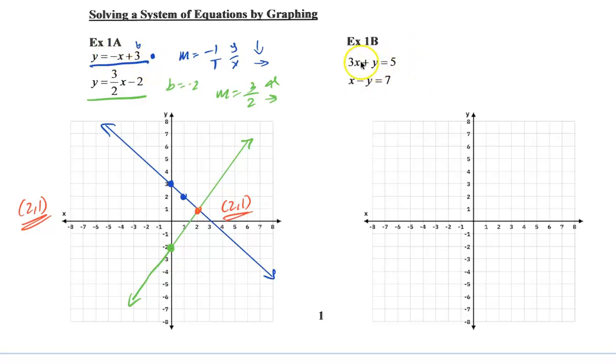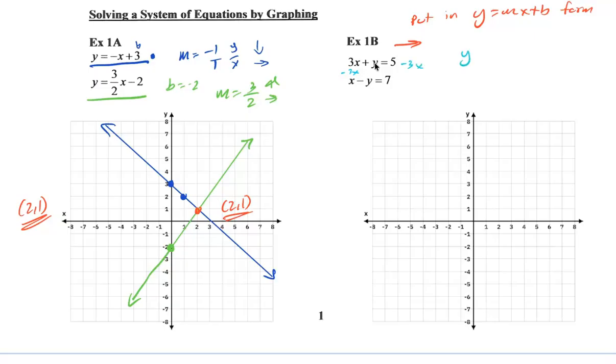If you notice, it's still a linear equation, but they're not in slope-intercept form. So step 1, put in slope-intercept form. Put in y equals mx plus b form. So we gotta get y by itself. In this first one here, not too bad. Let's just subtract 3x from both sides.